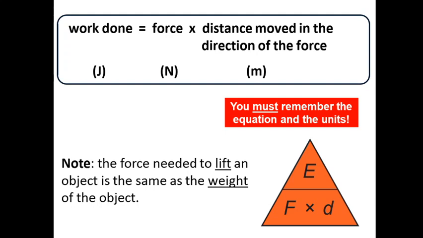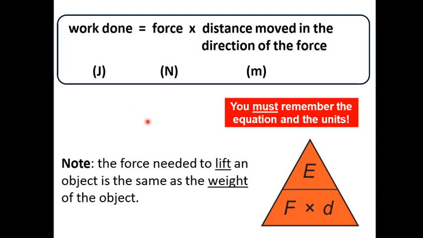So here's the equation for calculating work done. As you can see, work done is measured in joules, as are the other energy quantities, force in newtons, and of course distance measured in meters. So if you get any distances given in kilometers, you need to convert that to meters. If you get any work done values given in kilojoules or megajoules, for example, they need to be converted back into joules before you can process them in the equation.